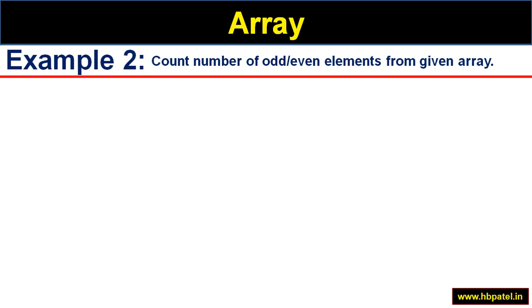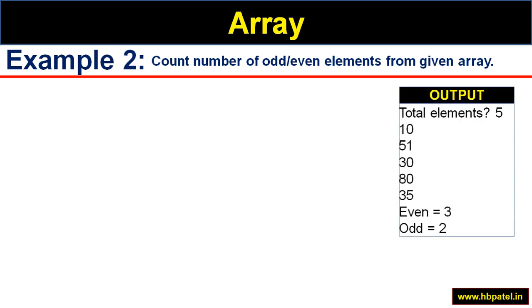So the next example is to count the number of odd and even elements. For example, a few numbers are given. Let's say 10, 51, 30, 80 and 35. 5 elements are given, and we know that 10, 30 and 80 are even numbers, whereas 51 and 35 are odd numbers. So there are 3 even numbers and 2 odd numbers. So you need to count them. This program should display the total number of even elements in the list and the total number of odd elements in the list.